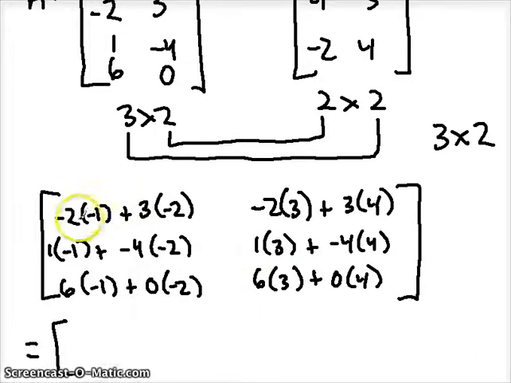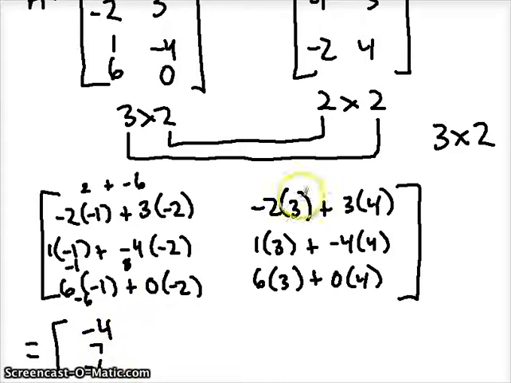So let's simplify. -2 times -1, that's 2. 3 times -2 is -6, so 3 plus -6 is -4. Let's keep working on this column. 1 times -1 is -1. -4 times -2 is 8. So -1 plus 8 is 7. And keep going. 6 times -1, -6, plus 0 times anything is 0, so -6. So there's our first column complete.